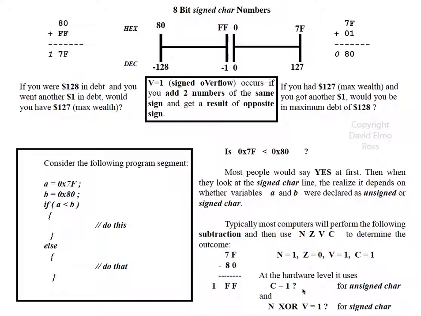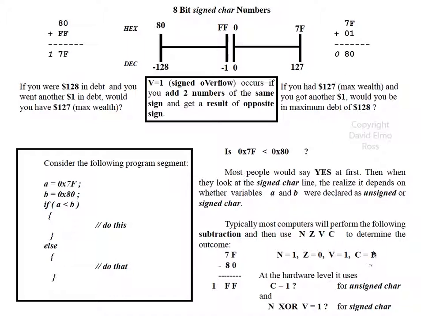For signed numbers, it uses the N and the V bit. Now we haven't looked at exclusive OR yet, but just understand that the way exclusive OR works is if these numbers are different, then we get a 1. If these numbers for N and V are the same, we're going to get 0. So what it's really saying is N exclusive OR V equals 1: are N and V different, then the condition is true. If we look here, N is 1, V is 1, they're the same, so the condition is not true, and 7f is not less than 80, as we can see from here.